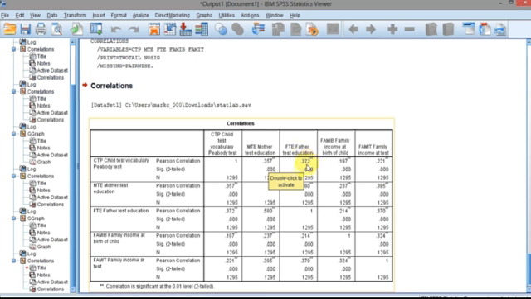We can also see that if a family is better off when the child's born, that those children will do slightly better at vocabulary. And that's slightly stronger for how well off they are when the child's actually taken the test.